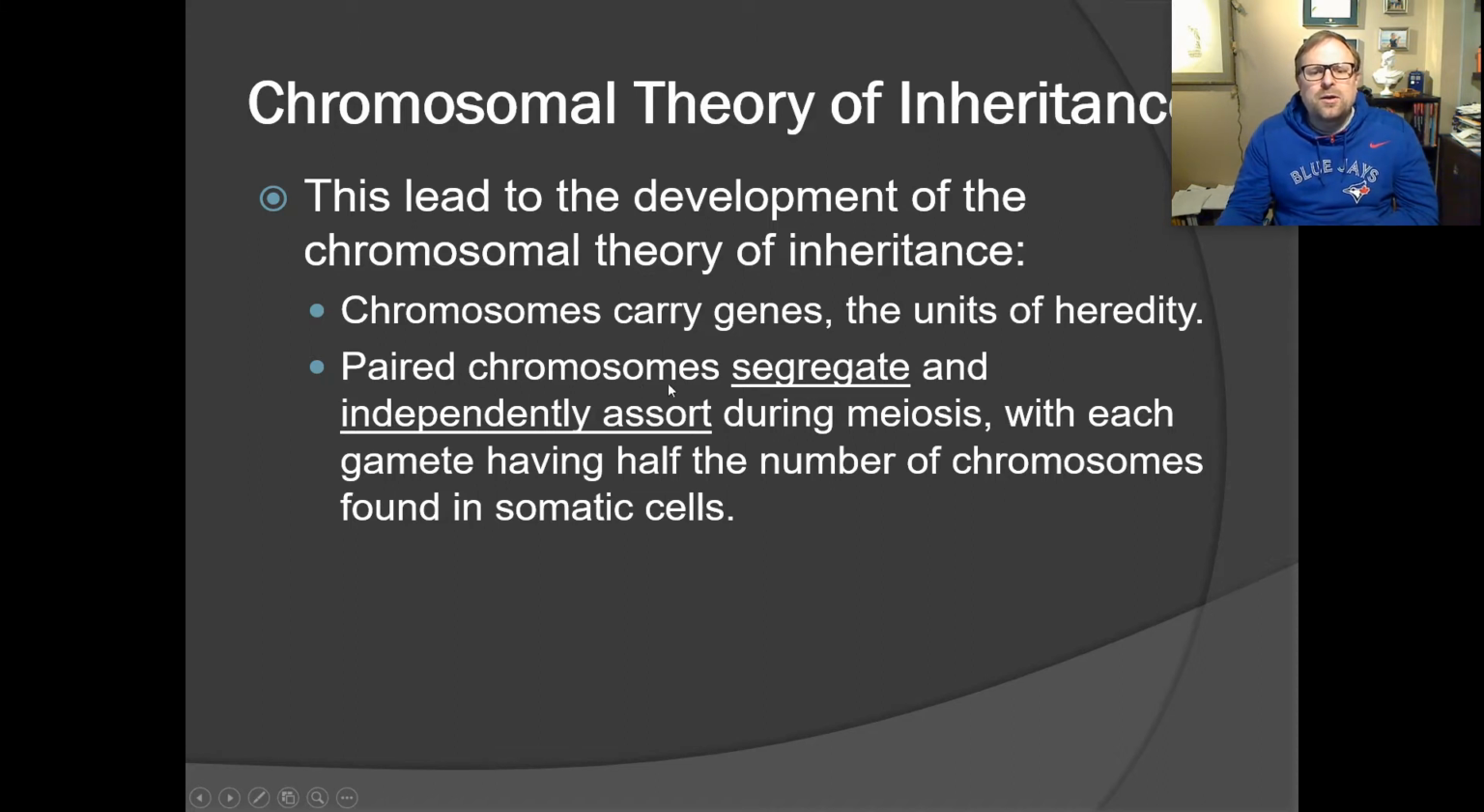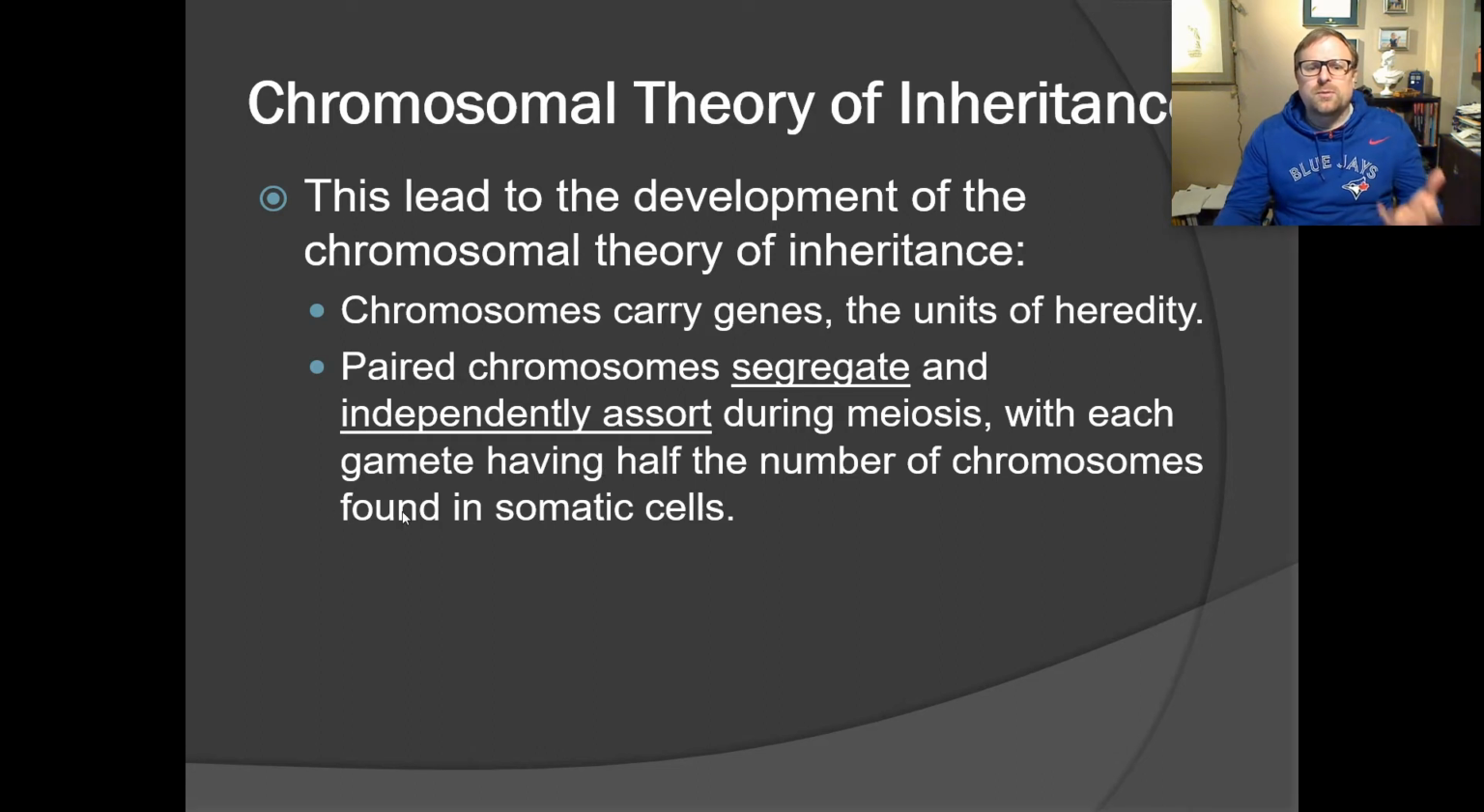It says that chromosomes carry genes, and they are the units of heredity. And that paired chromosomes segregate and independently assort during meiosis, with each gamete having half the number of chromosomes found in somatic cells. Somatic cells, remember, are your body cells. Sex cells are your sperm and egg. Sex cells, remember, are N. And your body cells are 2N. So there's those words, segregation and independent assortment, again, that are cropping up again and again as we move through this section of this unit.